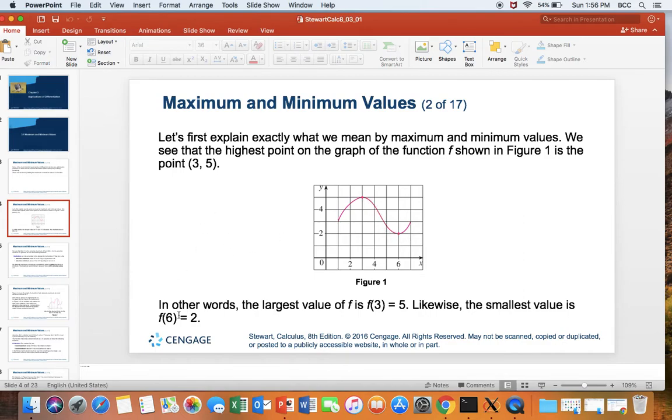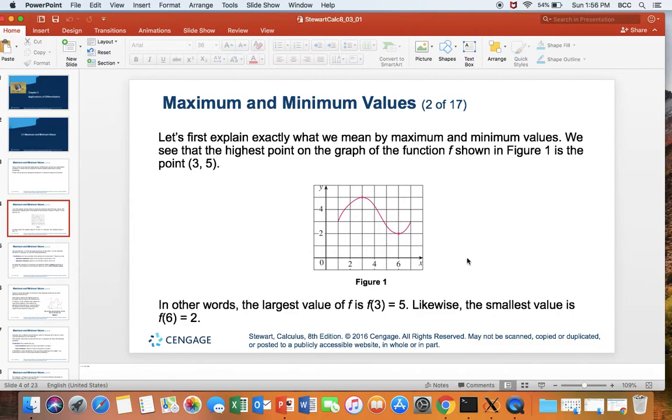So what does that reflect? It means the largest value of f is 5. So when you say point (3, 5), 5 is the value. So the highest value, the largest value, is 5. And where exactly do you get that highest value? At 3. It's at 3 that you have the largest value.